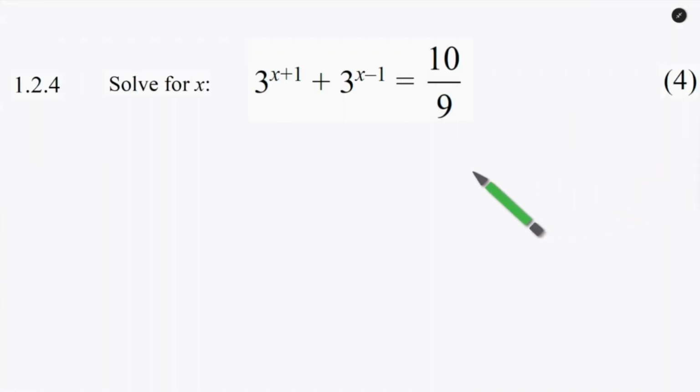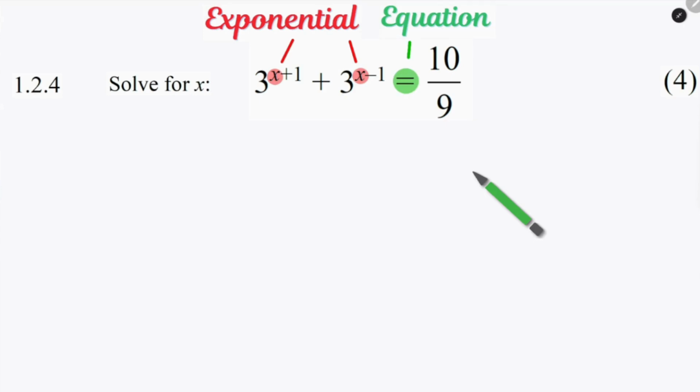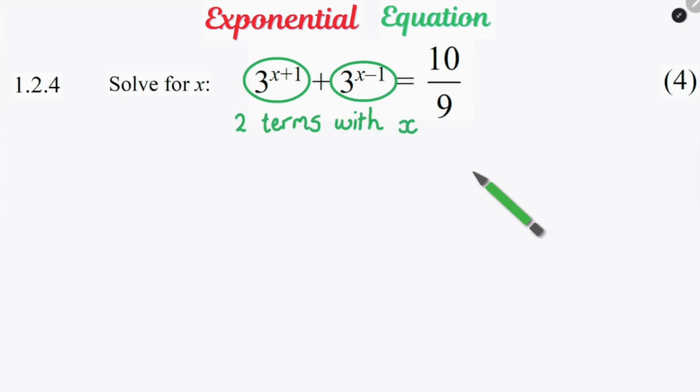Next, we have an exponential equation, and I know that because of where x is. It's in the exponent. So if we take a step further to analyze this, what I'm seeing here is two terms with x, which tells me I need to factorize. But before I factorize, I need to split these guys up.